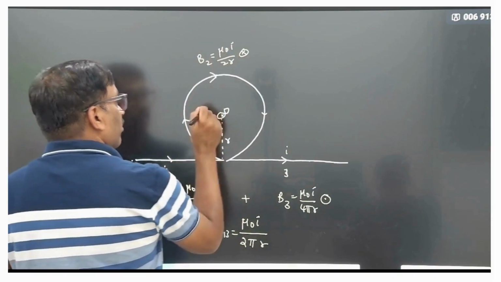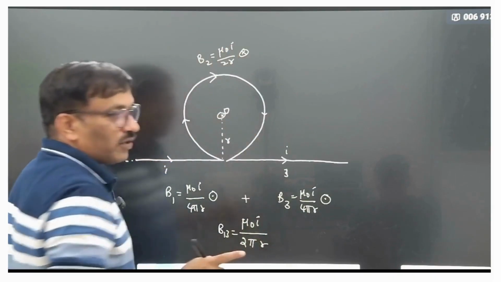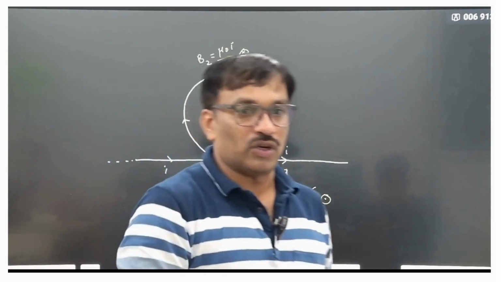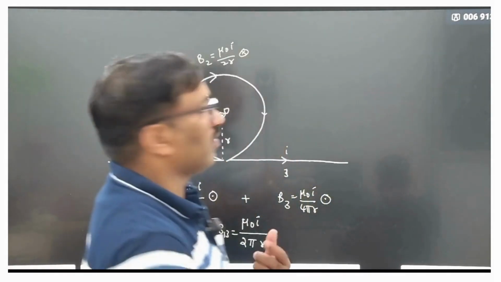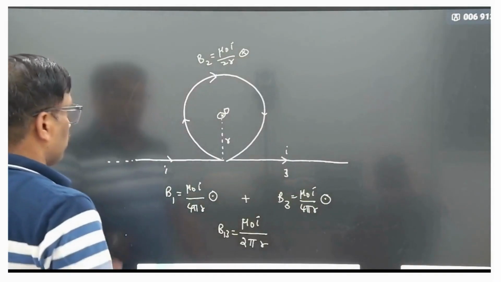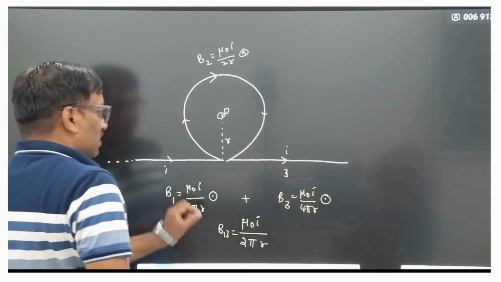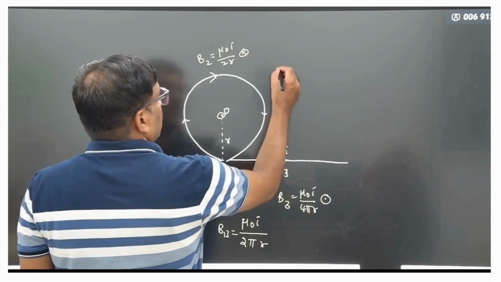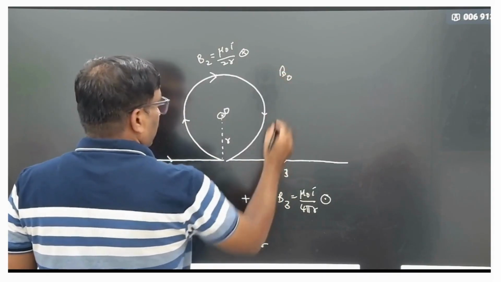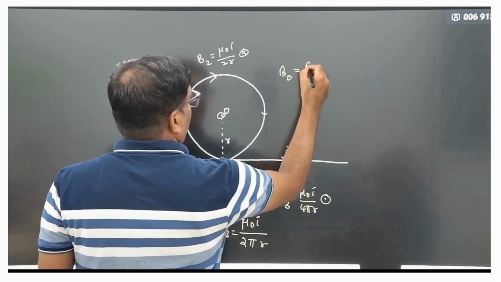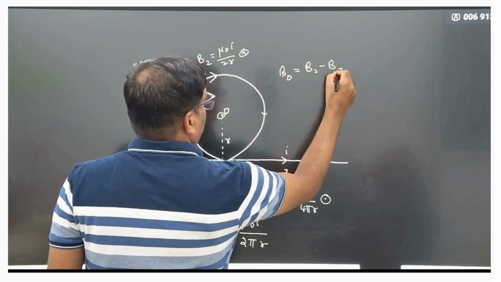Therefore the net magnetic field will be inward only. This confusion was created in NEET 2019, and most of the students got trapped on this. So you need to identify properly which is greater, compulsory. So therefore B0 will be equal to B2 minus B13.